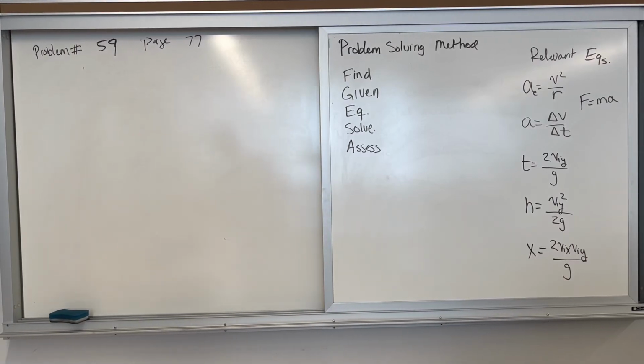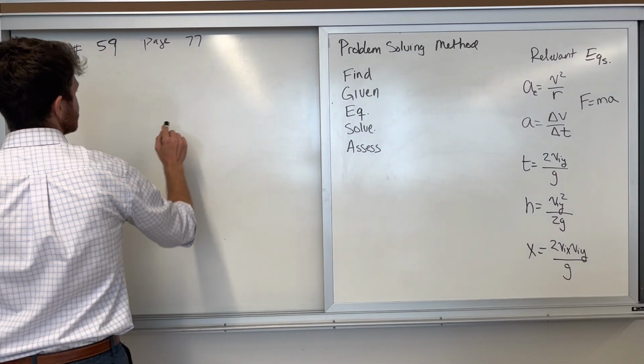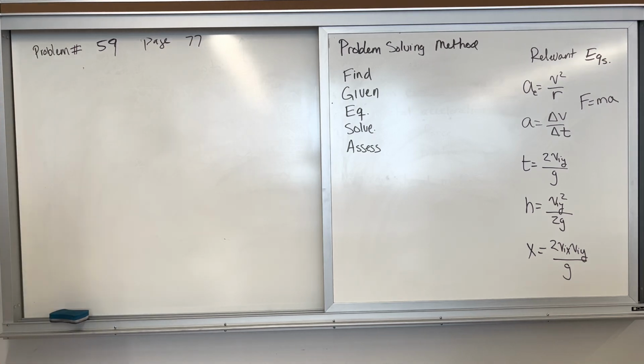Next we're going to look at question number 59 on page 7. It comes from chapter 4 of the textbook, Motion in Space. The question reads, Earth orbits once around the Sun every 365 and 1/4 days at an average radius of 1.5 times 10 to the 11th meters. Earth's mass is 6 times 10 to the 24th kilograms.